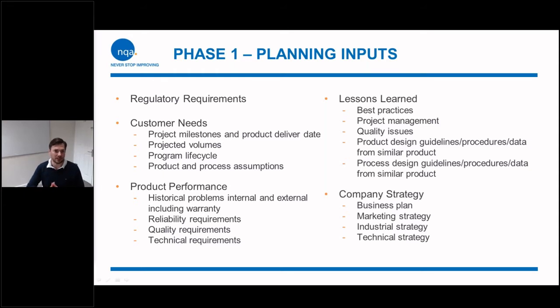Product and process assumptions, product performance, what's expected, and warranties, reliabilities, any quality requirements, technical requirements, any historical problems. So if you've got a similar product and you've had things in the past that have been failing out in the field, maybe you're redesigning something. So you need that data to be able to redesign those problems out. Changing materials. Obviously, as things like REACH came into play, that made people reevaluate some of their processes and practices, and all kinds of new legislation came in.